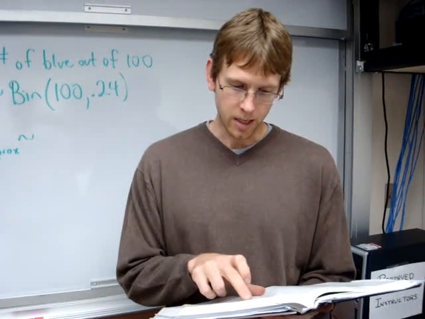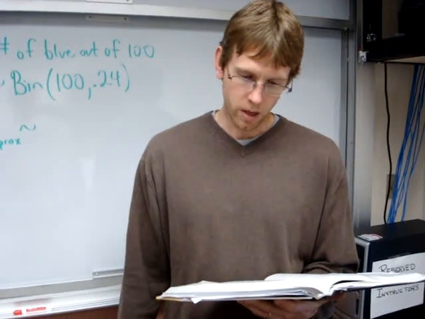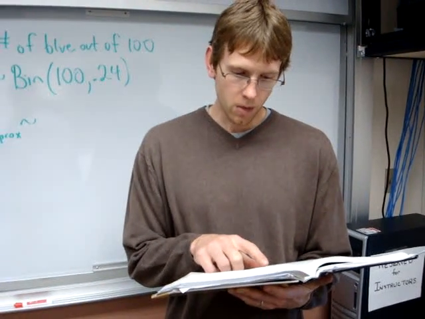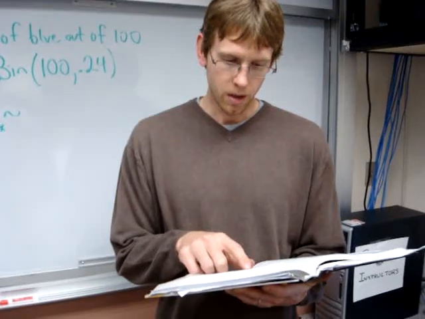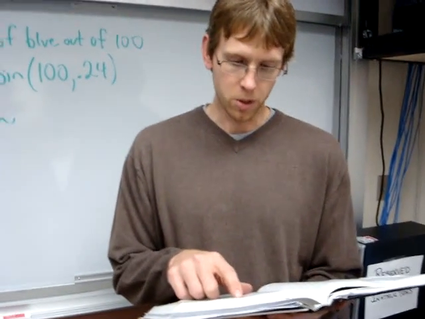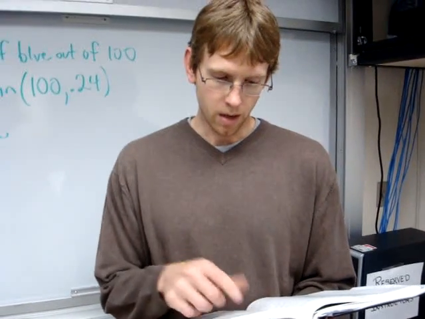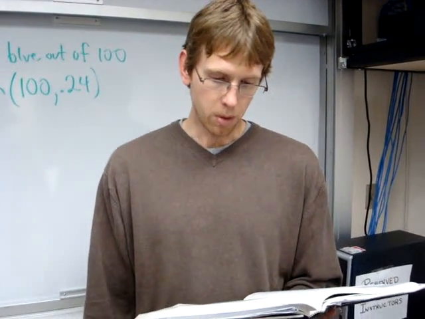So data set 18 in Appendix B shows that among the 100 M&Ms chosen, 27 of those are blue. So assuming that the claimed value from Mars, 24%, is correct, find the chances of randomly selecting 100 M&Ms and getting 27 or more that are blue. Okay?